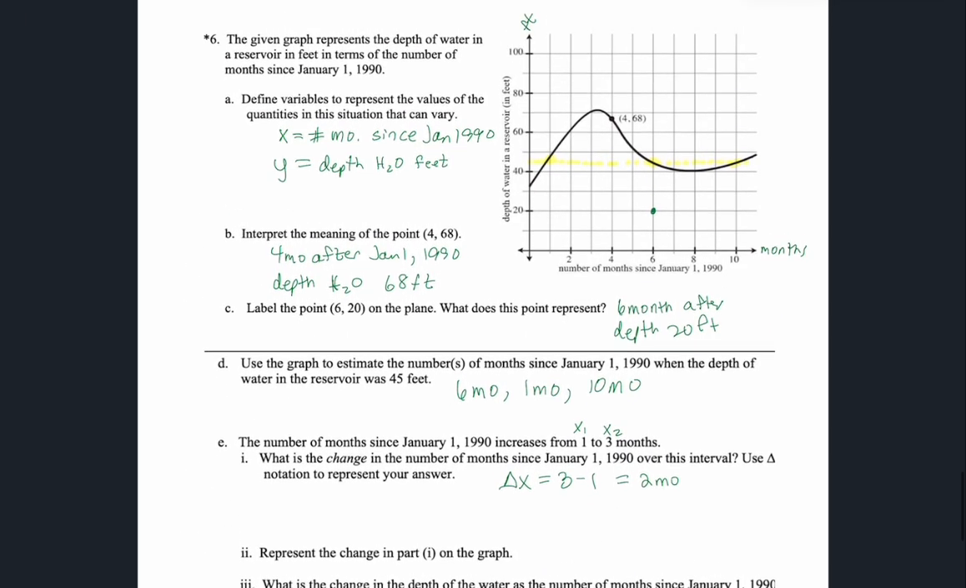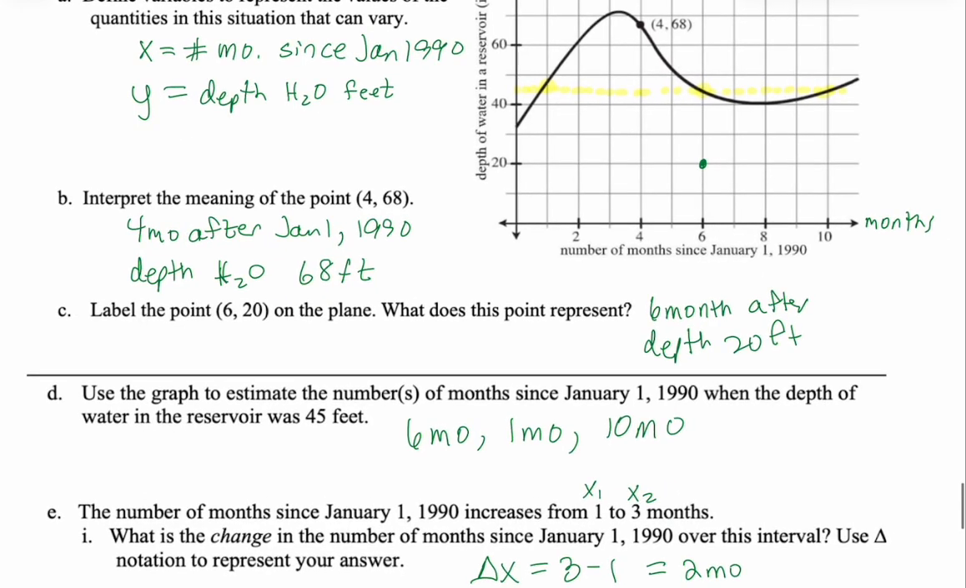Represent the change in part 1 on your graph. So really, we don't know much. We are just looking at the change from there to there. And on our graph, why don't we even label those points up top? So 1 to 3, I'm so sorry. Let's focus in on the number 2. 1 to 3, and then let's just dot those points out.